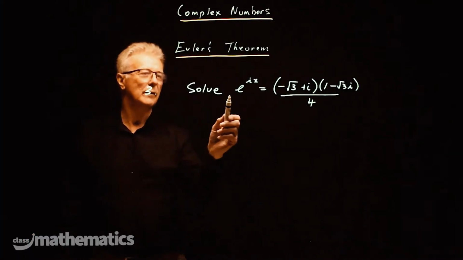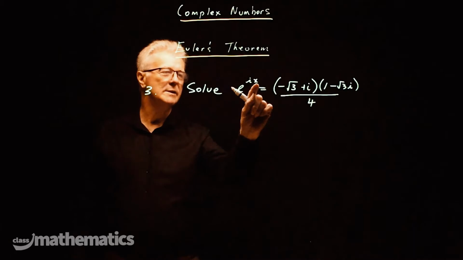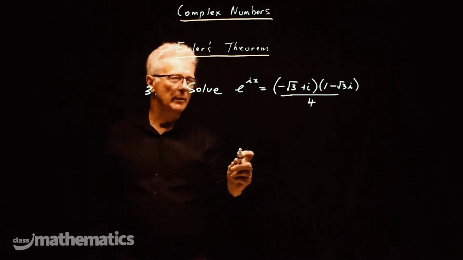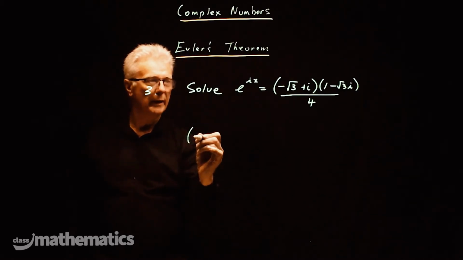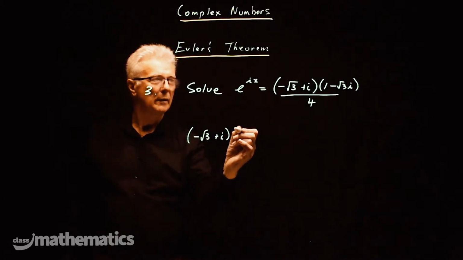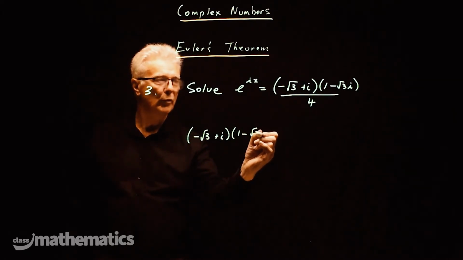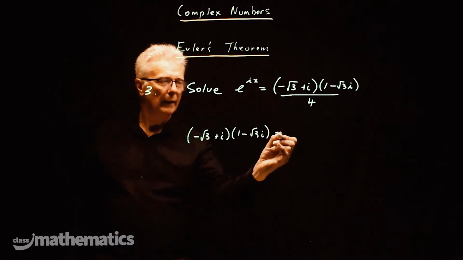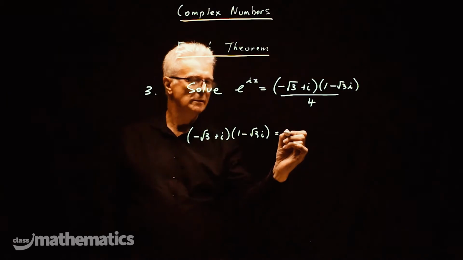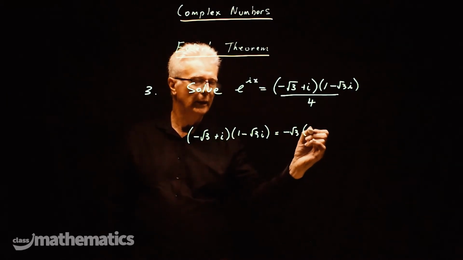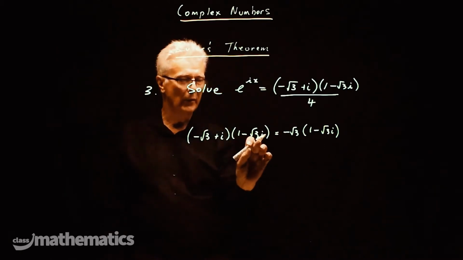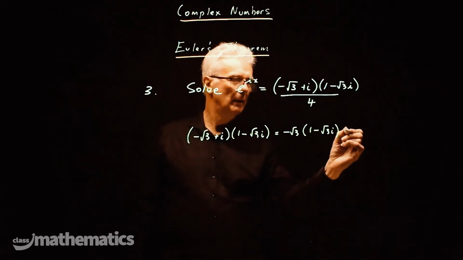Right, we have to solve this equation for x. Now to do that, we'll need to expand this bracket out here. And we need to be very careful, so I'll write that down as minus root 3 plus i times 1 minus root 3i. And now first of all, I'll multiply this bracket by the minus root 3. So it's minus root 3 bracket 1 minus root 3i. And then multiply this bracket by the i.